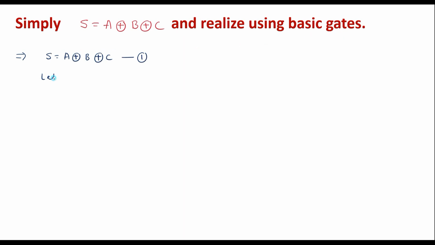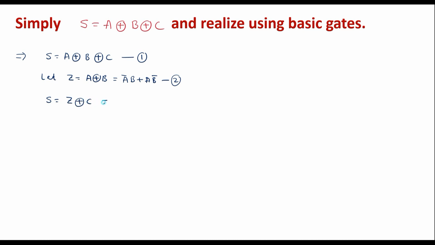Now let some other variable, say Z, be equal to A XOR B. We know that the expression of A XOR B is A bar B plus A B bar. We'll call it equation number 2. Now I will rewrite equation number 1 as S is equal to, so A XOR B is nothing but Z, that is Z XOR with C.